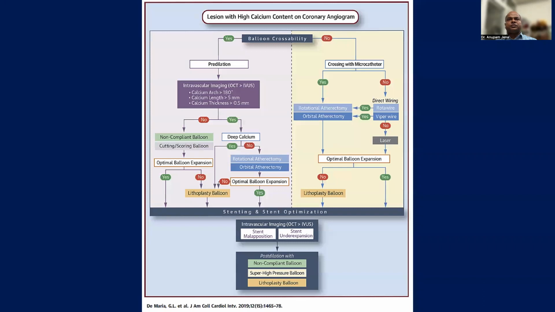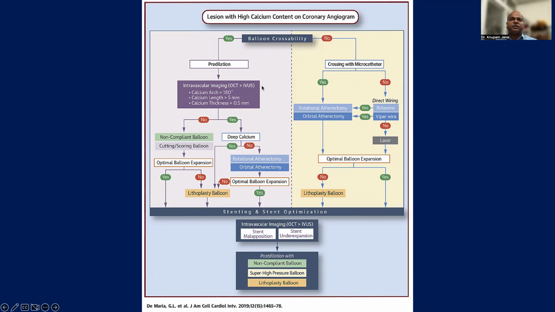So this is an algorithm which says how we should manage lesions with high calcium content on coronary angiogram. This is the Di Mario algorithm published in JACC Interventions. If the lesion is balloon crossable, then the management is a little easier. I'll show one more case later in another video, where we'll see how to manage a balloon uncrossable lesion with high calcium content. So, if it is balloon crossable, then you can go with predilatation.